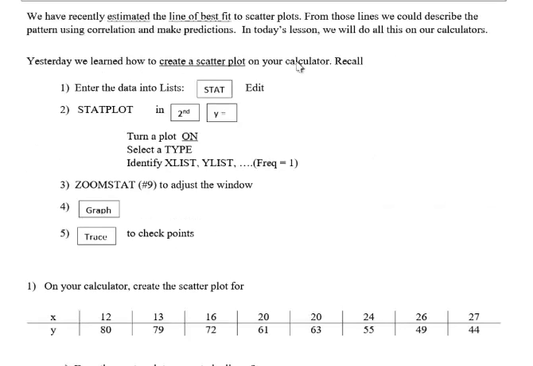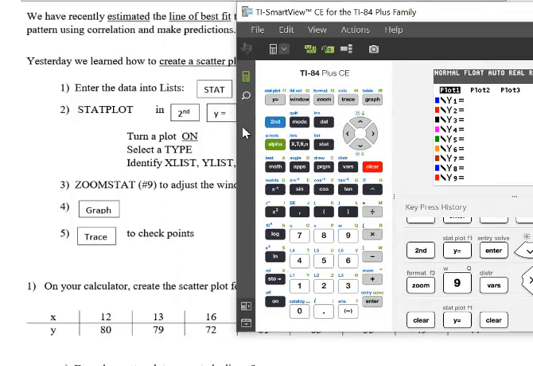All right, so here are all the steps: stat edit, second y equals, and so on. Here are the x values and the y values. So we're just going to type those into our lists in the calculator. Again, for your cell phones, you can download Webbit Mu. It's a weird name, but that's for the Android calculator, and Calculate 84 for the Apple products.